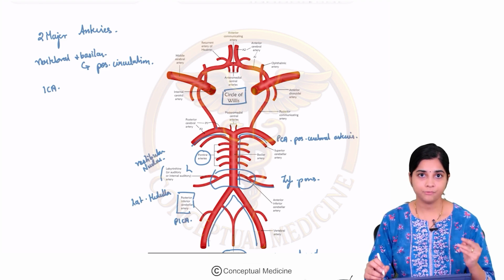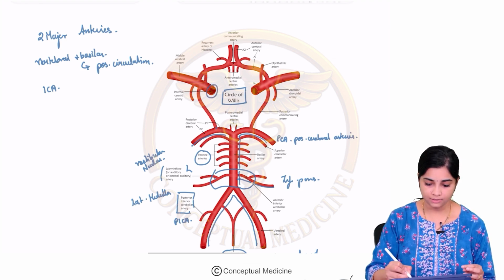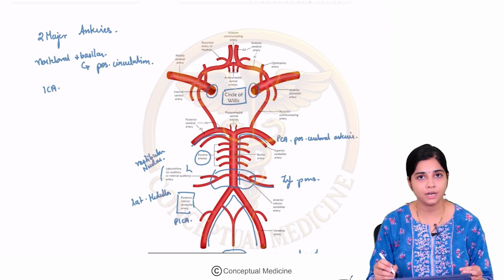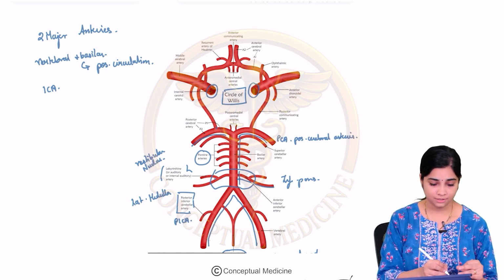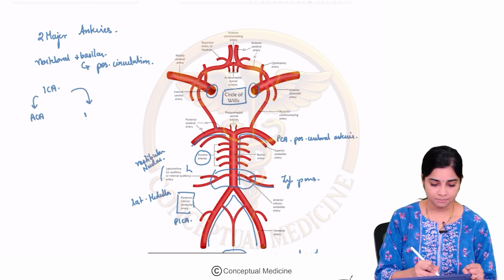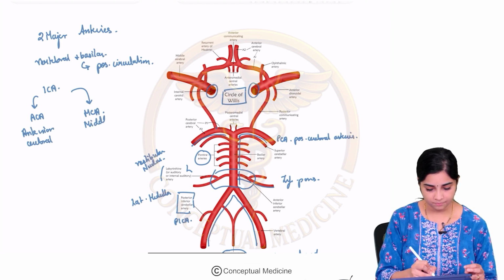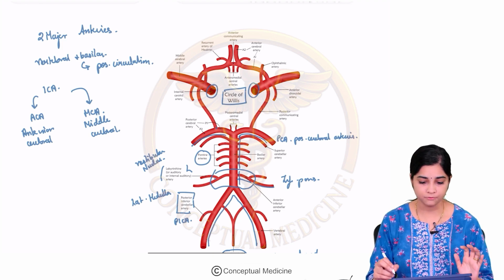Then we will look at the internal carotid artery. You can see this major artery here is the internal carotid artery. The two major branches of the internal carotid artery that you have to remember are the anterior cerebral artery and the middle cerebral artery. These are the major branches which help in the formation of the circle of Willis.